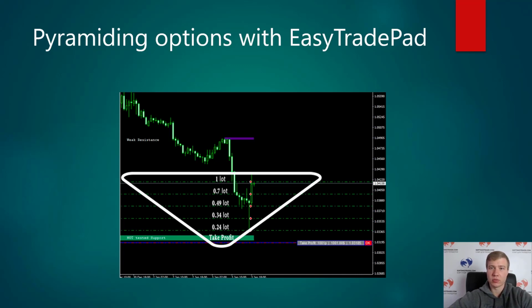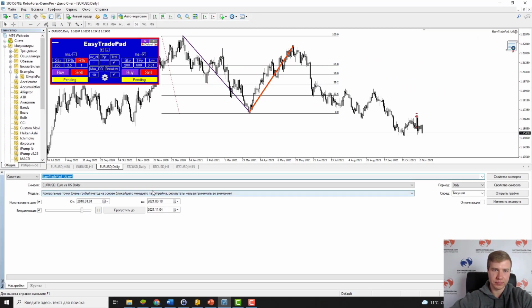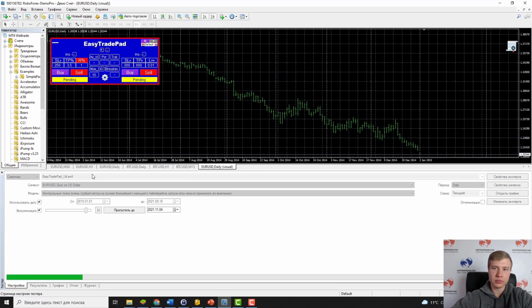Let's move on to the terminal. Let's consider this method in practice, how it can be used with the help of automation using the EasyTradePad panel. And so, we went to our terminal. Let's look at how to use pyramiding using the strategy tester. Let's choose, it doesn't really matter which pair. Take the euro-dollar and run the visualization. Let's start.